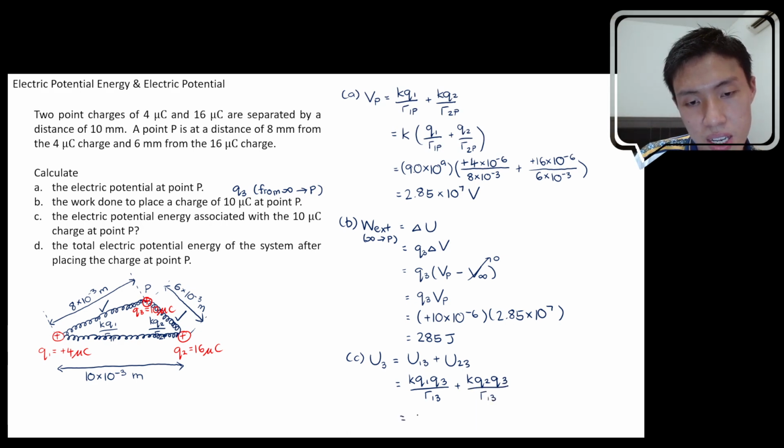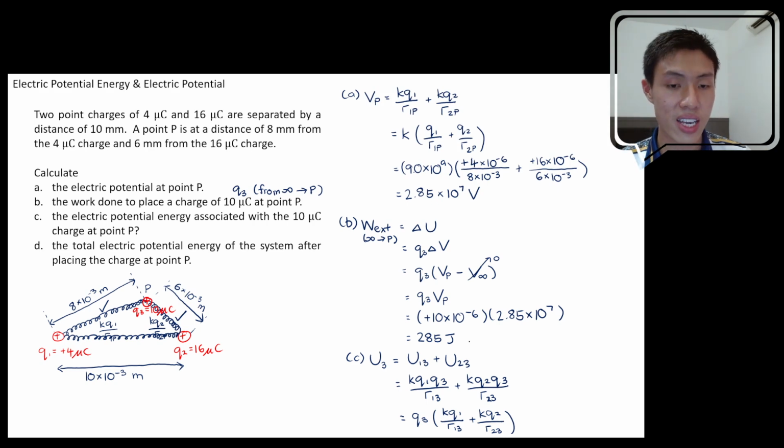Q3 is a common factor here, so you can bring it out. It will be Q3 times KQ1 over R13 plus KQ2 over R23. Why do I factorize out the Q3 but not the K? Because I want to highlight that KQ1 over R13 is the same as KQ1 over R1P. R1P, from 1 to P, is the same distance as from Q1 to Q3, since Q3 is at P. So technically the first term is the first term from before. Likewise KQ2 over R23 is the same as KQ2 over R2P, from 2 to P, which is the position of Q3.